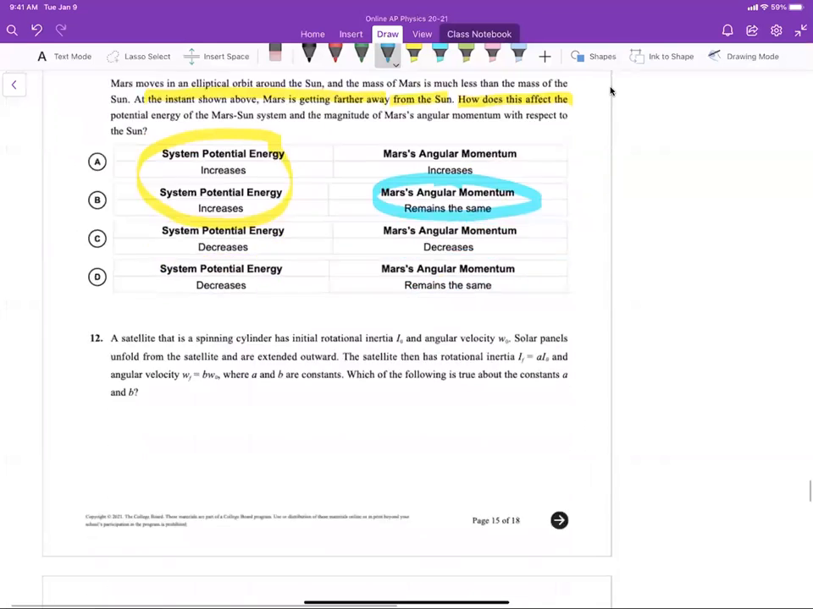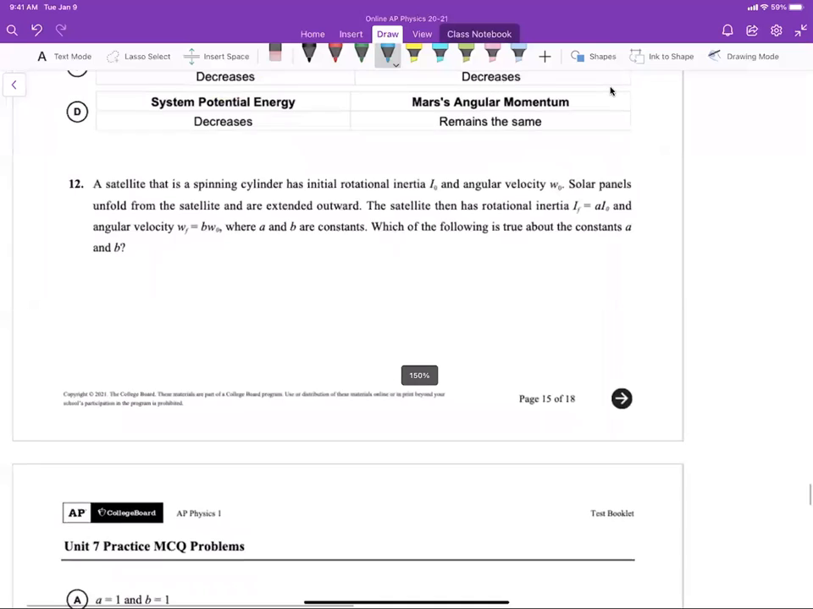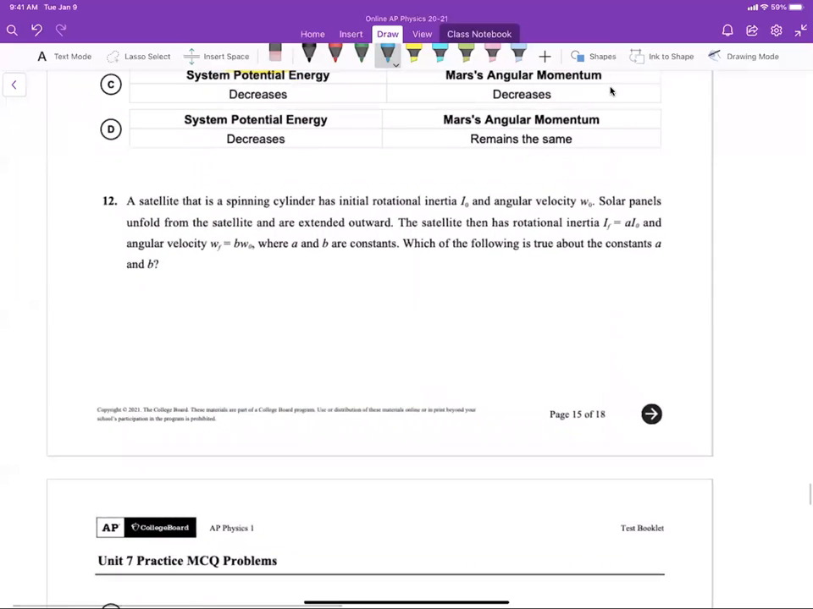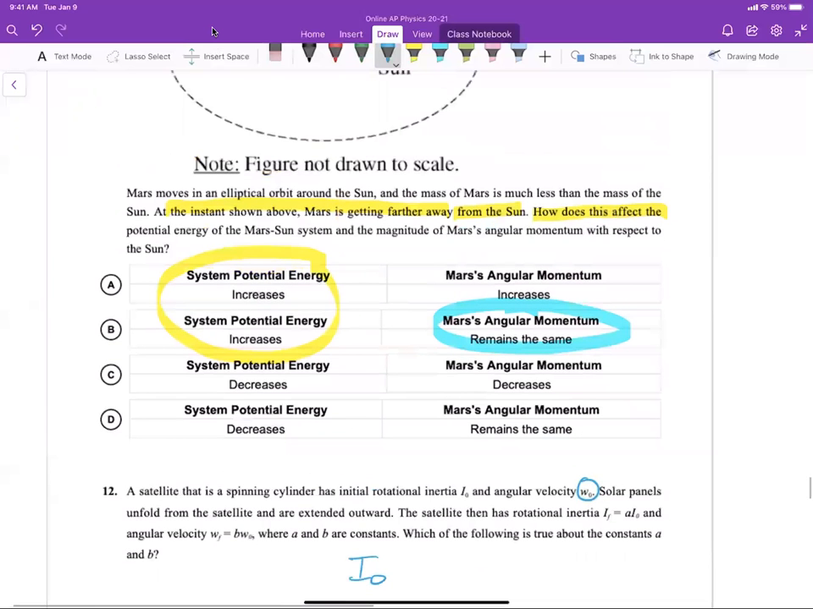Okay. A satellite that's spinning has initial rotational inertia, I0, and an angular velocity. Oh, you probably can't see what I'm writing. There you go. Angular velocity. So back up to the first one. The answer is B.